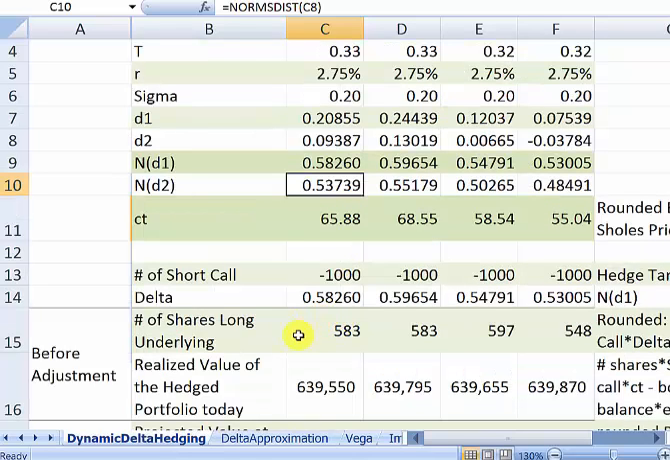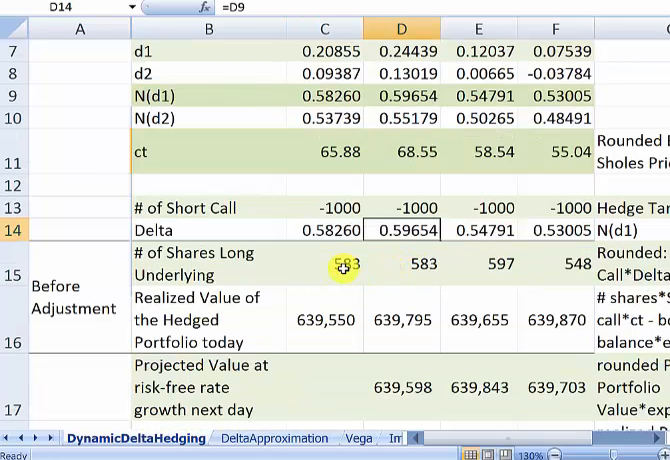And then with ND1 and ND2, we can use Black-Scholes formula to calculate the different call option price. And we assume that the dealer has sold 1,000 calls. Okay, this sold short 1,000 call, each call for a 1 share of the underlying. And delta is ND1. These are the delta value for different days.